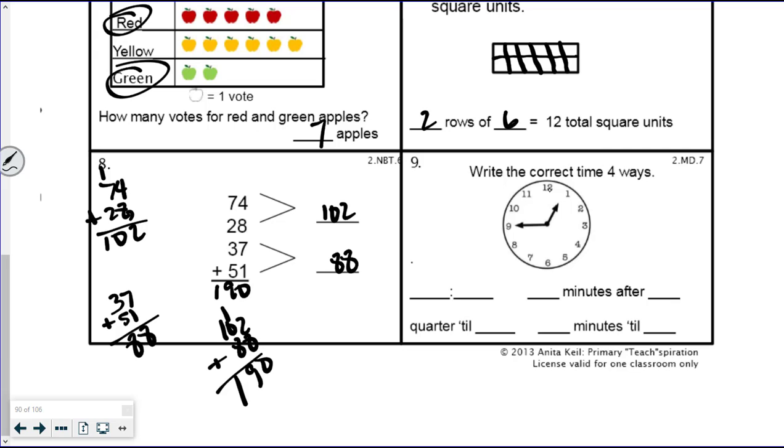Let's see, write the correct time 4 ways. So it's almost 1, but it's not yet, so it's 12. And then my minutes, o'clock, 5, 10, 15, 20, 25, 30, 35, 40, 45. So it's 12:45, so it's 45 minutes after 12. And then it's a quarter till the next hour, so a quarter till 1.